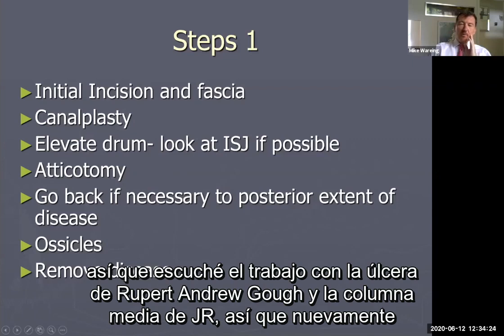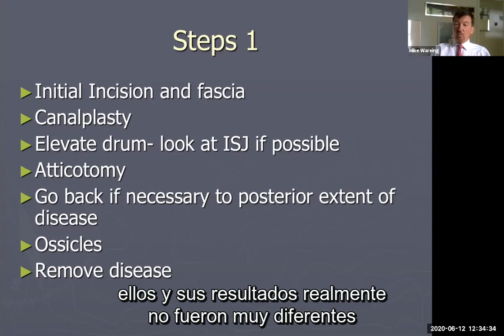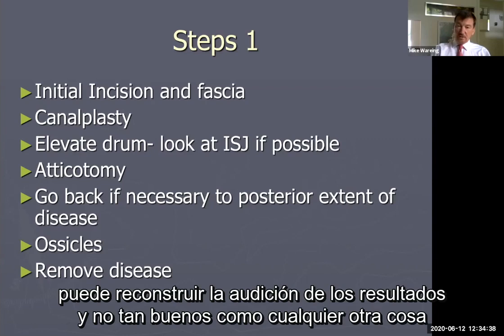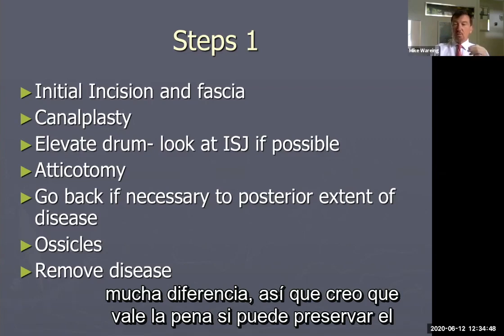So I did do some work with Rupert Obholzer and Jay Ahmed quite a long time ago when we looked at what happens if you keep the ossicles intact or if you take them out, and the results really weren't very different. You can reconstruct the hearing. The results are not as good as anything such as stapedectomy, but you can make the hearing better, and we found there wasn't much difference. So I think it's worthwhile, if you can, preserving the ossicles.